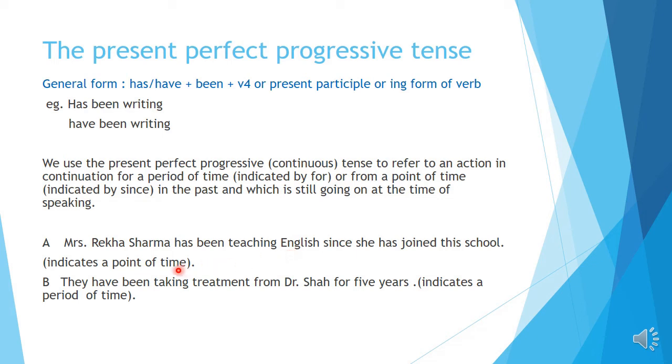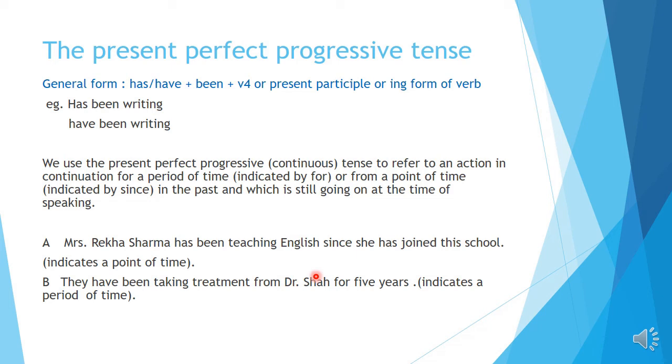Okay. And they have been taking treatment from Dr. Shah for 5 years. So, they started taking treatment from Dr. Shah, and at the present time also they are taking treatment from Dr. Shah. So this action is going on. Okay. So this action started in the past and is still going on at the present time also. Such tense we use in the present perfect progressive tense.